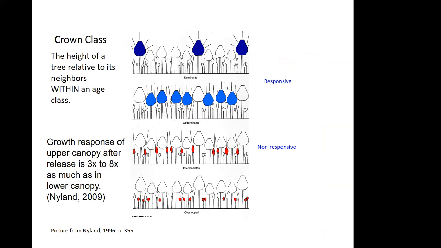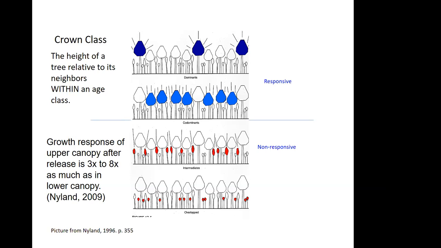What happens, though, is that forests will stratify, or they'll develop layers. We have this upper layer of trees that have crowns that are exposed to sunlight. Those are the blue crowns that you see. And then we have a lower layer, or the subcanopy, that are not exposed to sunlight. They have smaller crowns, less foliage. If you give those smaller trees more sunlight, they're not going to grow as fast as if you give those upper canopy trees more sunlight. In fact, the upper canopy trees will grow 3 to 8 times faster than the lower canopy trees. And that's just because they have more foliage.